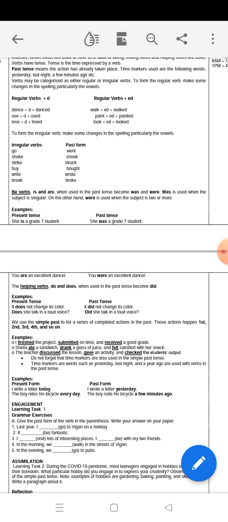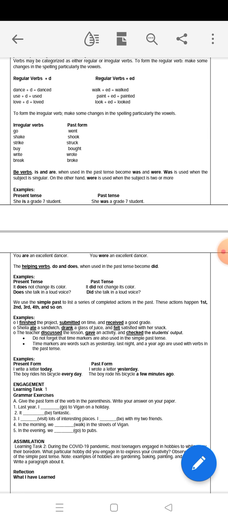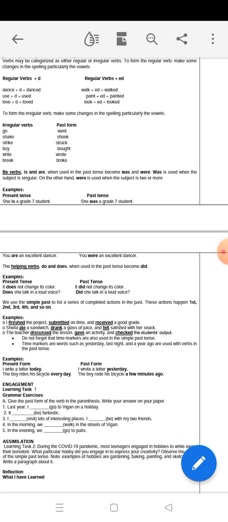Okay? So, again, verbs may be categorized as either regular or irregular verbs. To form the regular verb past tense, make some changes in the spelling. So, regular verbs plus D. Dance plus D, danced. Use plus D, used. Love plus D, loved. Regular verbs plus ED. Walk plus ED, walked. Paint plus ED, painted. Look plus ED, looked.